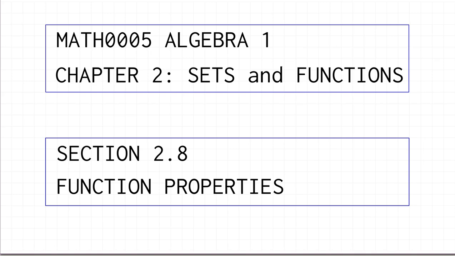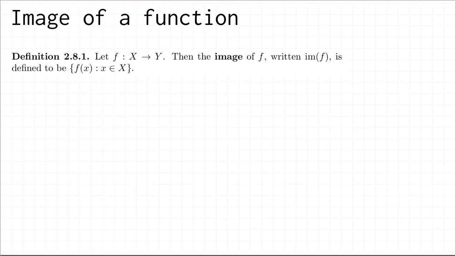Functions are so commonly studied across mathematics that there are many important properties which are defined that a function may or may not have. In this video we're going to investigate a few of those important properties that apply to general functions. I'm going to begin with a definition of something associated to every function, which is the image of a function. So the definition is like this.